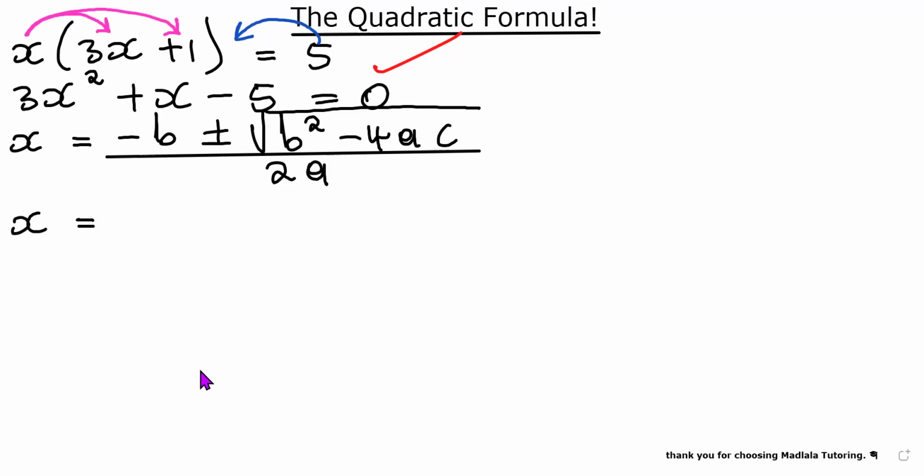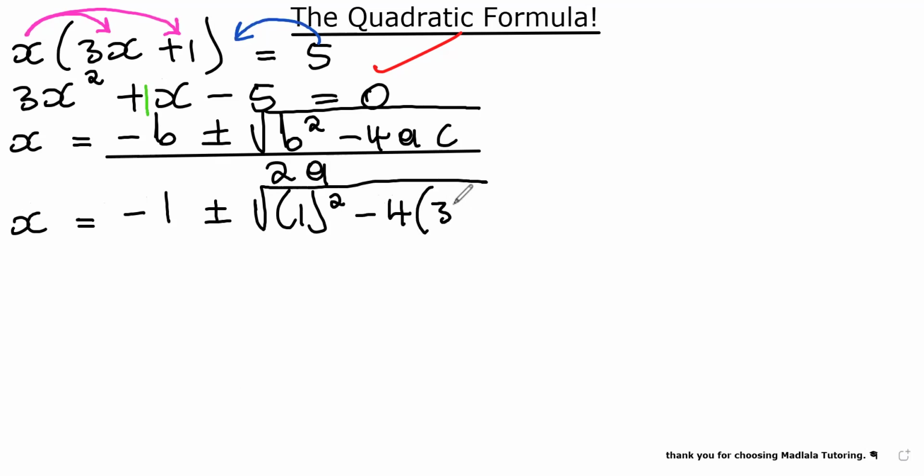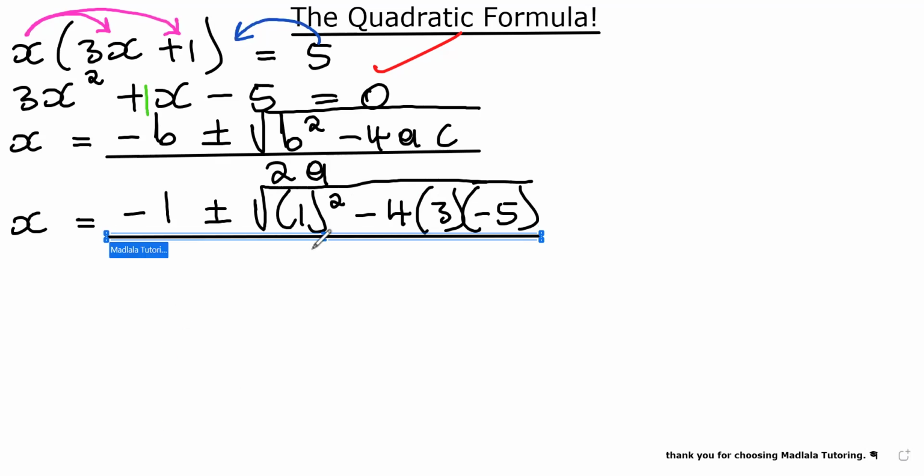Now the question is, what is the value of b? Well, the coefficient of x is 1, so it means the value of b will just be 1. So here we have 1 squared minus 4a, a is 3, and c is simply negative 5. Then, of course, everything is divided by 2a, where a is a beautiful 3.